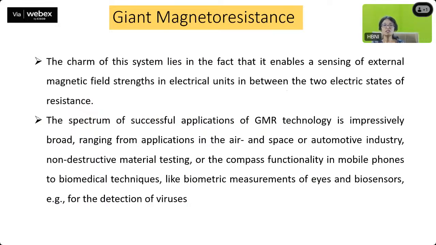So the spectrum of successful applications of GMR technology is impressively broad. It ranges from application in the air and space or automotive industry. Then you find a lot of application in NDT, which is non-destructive material testing, and compass functionality in mobile phones. Your mobile phone points towards the north. So how do you do that? For that, basically what you use is a GMR kind of material. Then you have different biomedical techniques like biometric measurements of eyes, biosensors, and detection of viruses. For all these different applications, what you need is a GMR material.